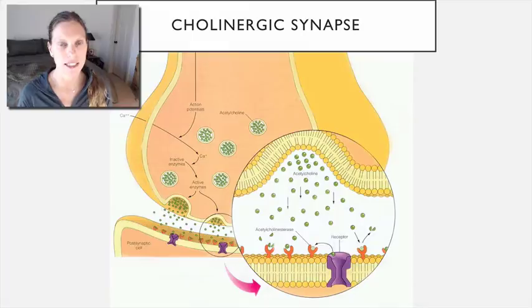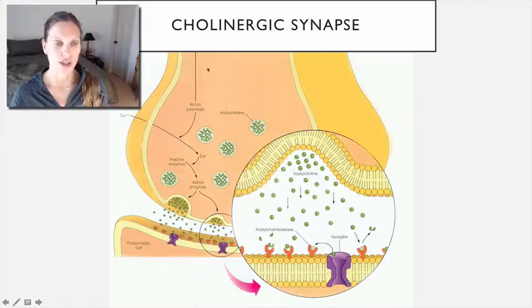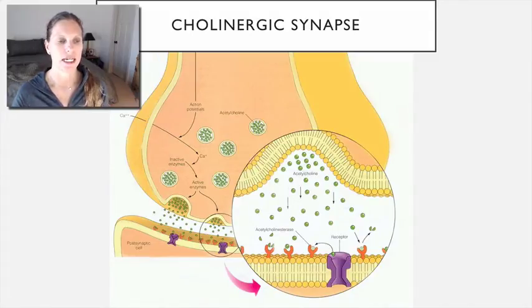The same kind of setup with the cholinergic synapse. So the cholinergic synapse, this is like the one we saw before. This is a cholinergic neuron. All cholinergic neurons release acetylcholine as their neurotransmitter. All right, acetylcholine is going to be housed in these little vesicles, like I said.